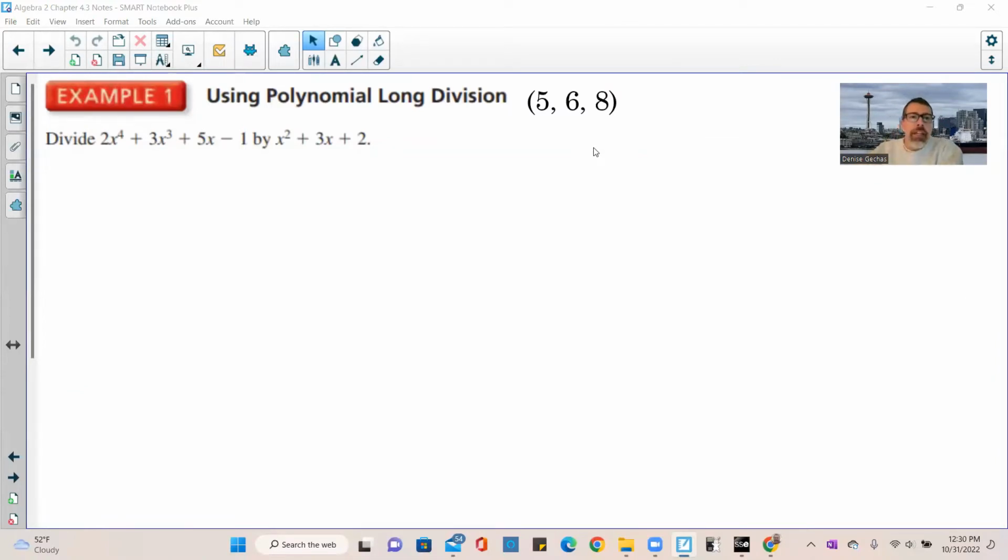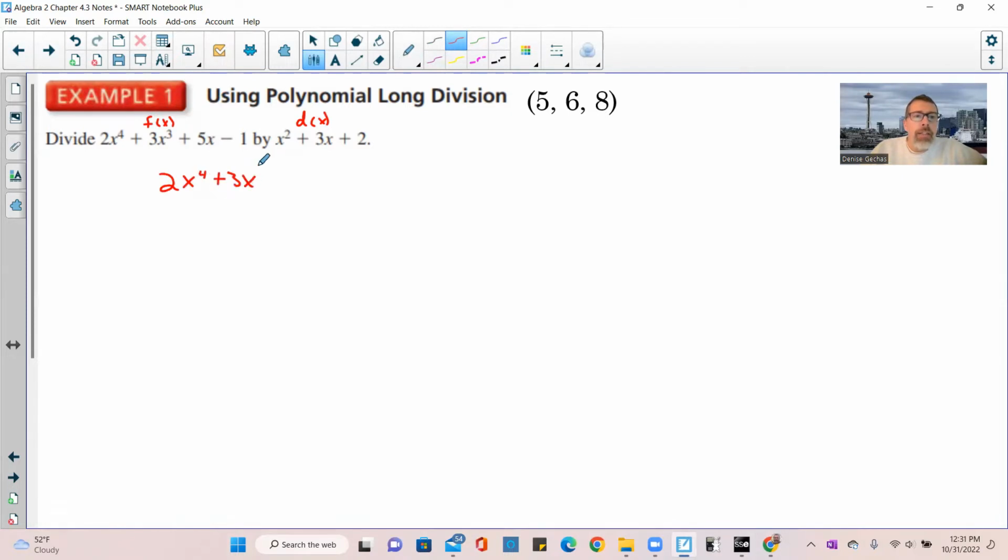Let's take a look at our first example, which is dividing a polynomial of degree 4 by a polynomial of degree 2. This is f of x, and this is d of x, our divisor. We're going to take 2x to the 4th plus 3x cubed. There's no x squared term, so I'm going to say plus 0x squared. Make sure you don't forget that. Plus 5x minus 1. So it goes 4, 3, 2, 1, 0, degree 0.